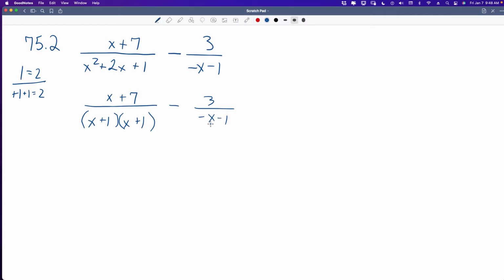So this has all got to change. So we're just going to multiply negative x plus 7 over x plus 1 times x plus 1. This becomes a positive 3, and these become positive x plus 1. So now we just need to take another x plus 1 and multiply.